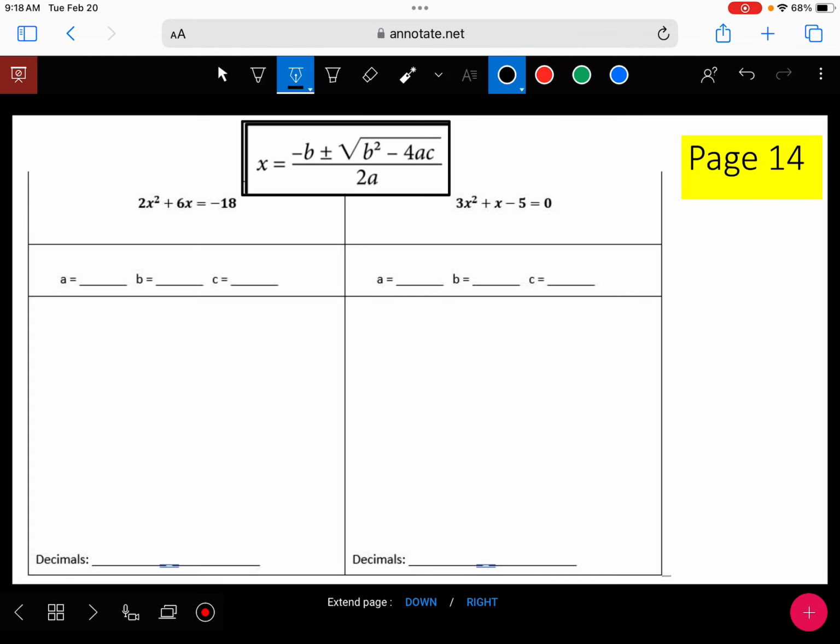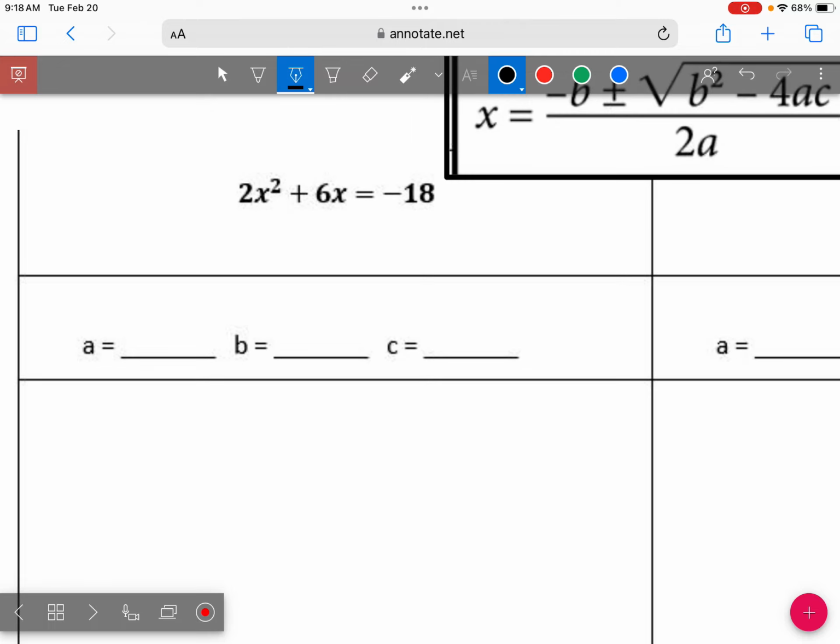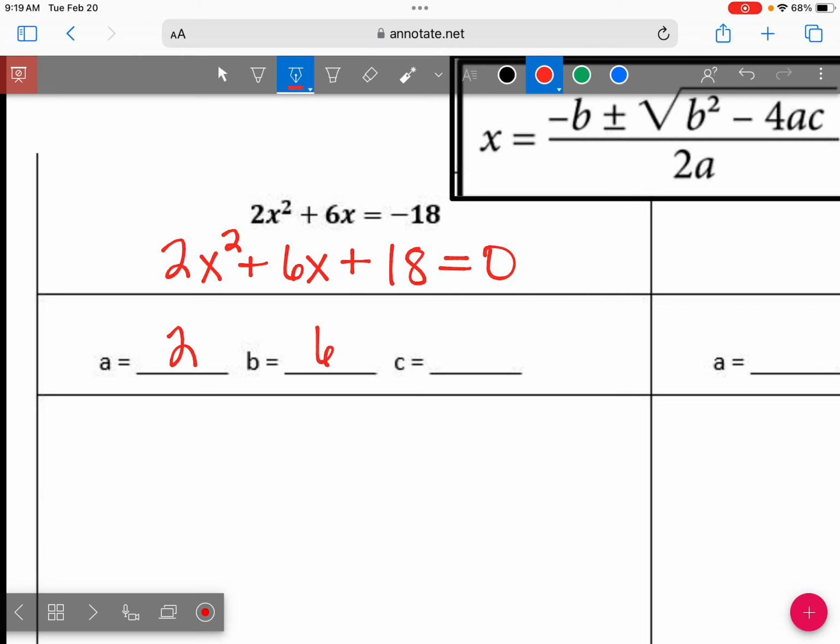Let's see, which one should we do? Let's do this one here because it's not set equal to 0. So I have to add the 18, which means I'm going to have 2x squared plus 6x plus 18 equals 0. Okay, go ahead and figure out what you get.